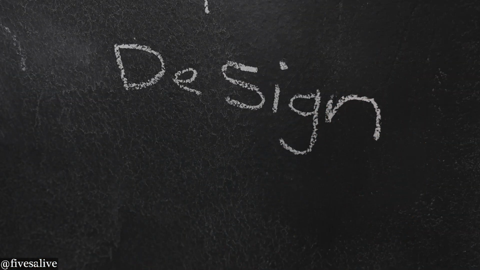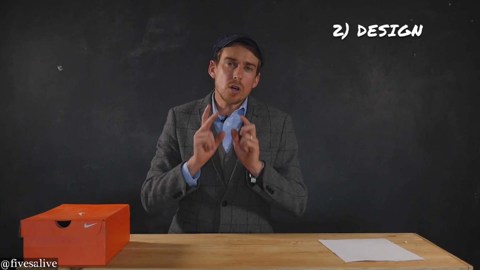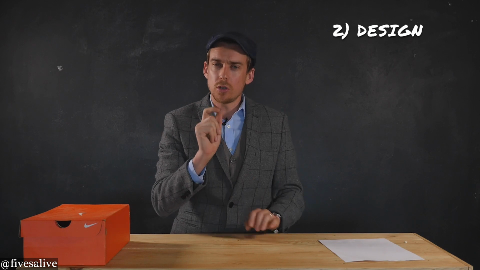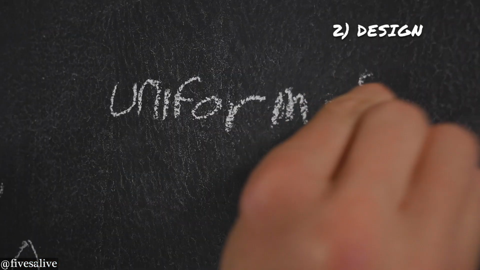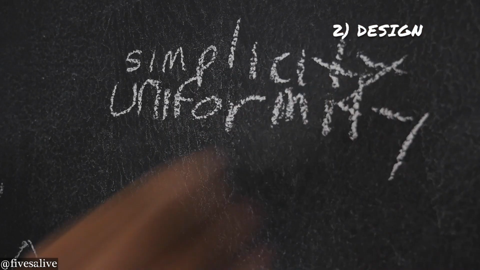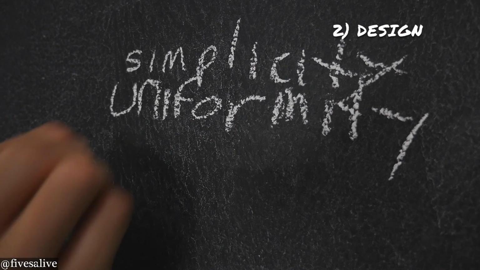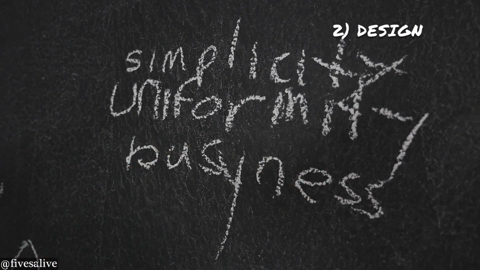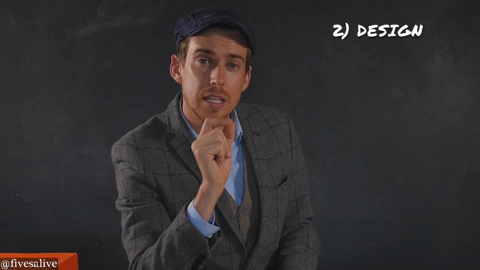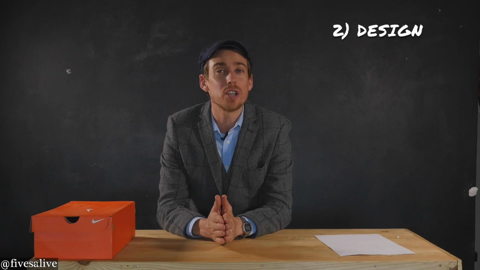D number 2, design. Now, you've only got 2 choices when it comes to your background, so listen carefully. Number 1, uniformity in simplicity, and number 2, uniformity in busyness. The key thing is uniformity. Let's have a look at a few examples and rip them to glorious shreds.